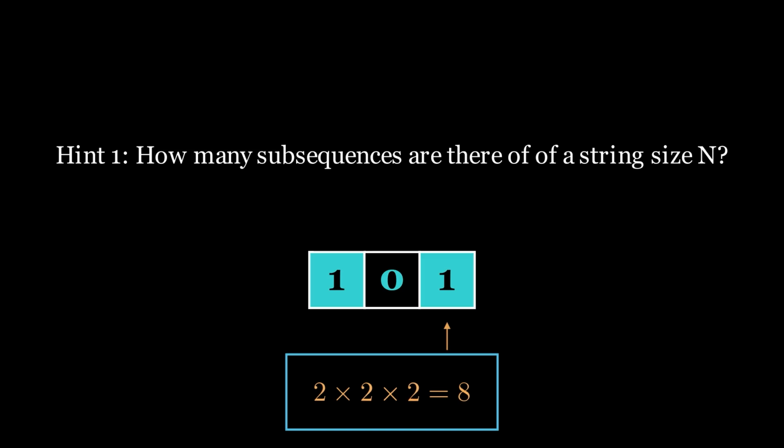But wait, if we exclude all of them, we get an empty string, which we don't want, so we subtract 1. So that's 8 minus 1 equals 7 possible subsets. What if the size of the string wasn't 3? We would have n choices, so we would have 2 to the n minus 1 possible subsets.